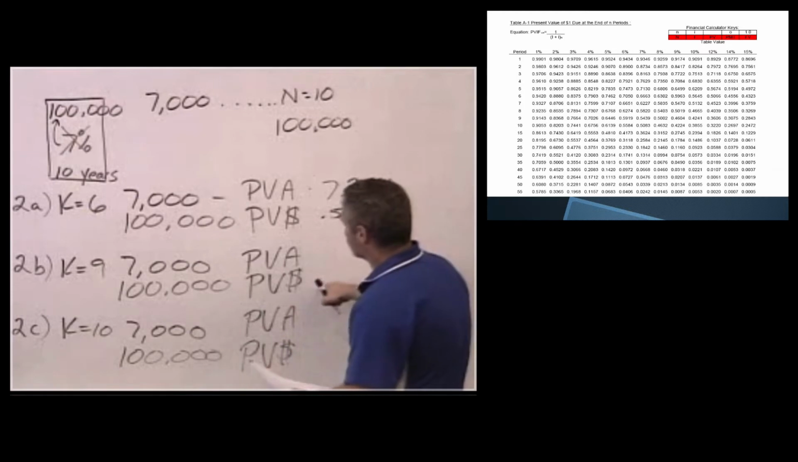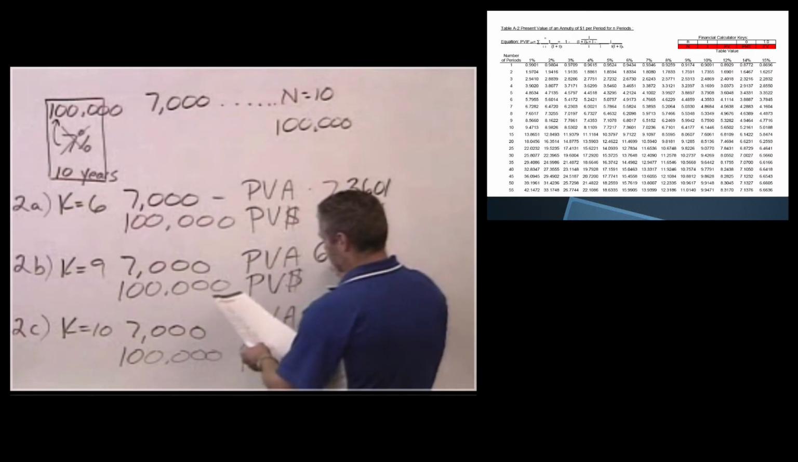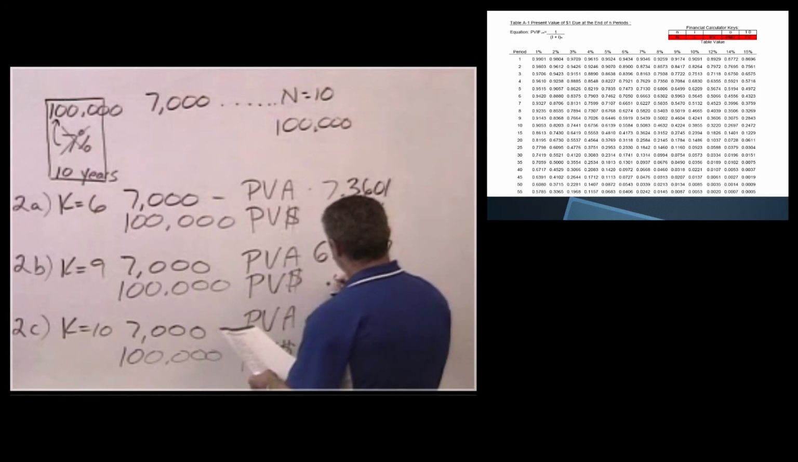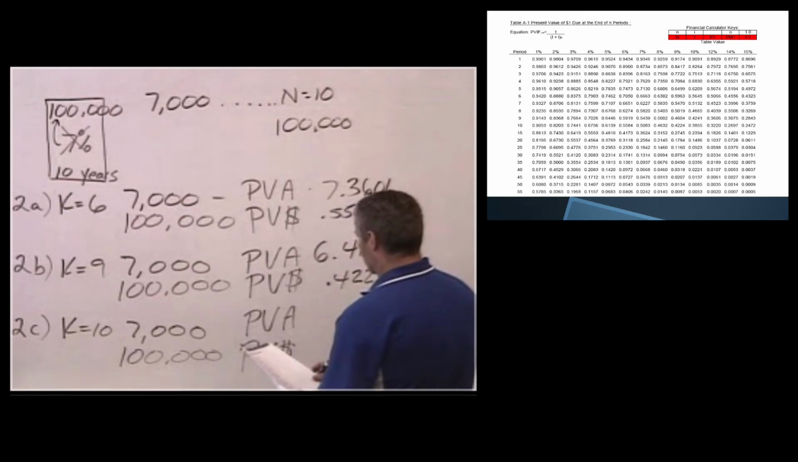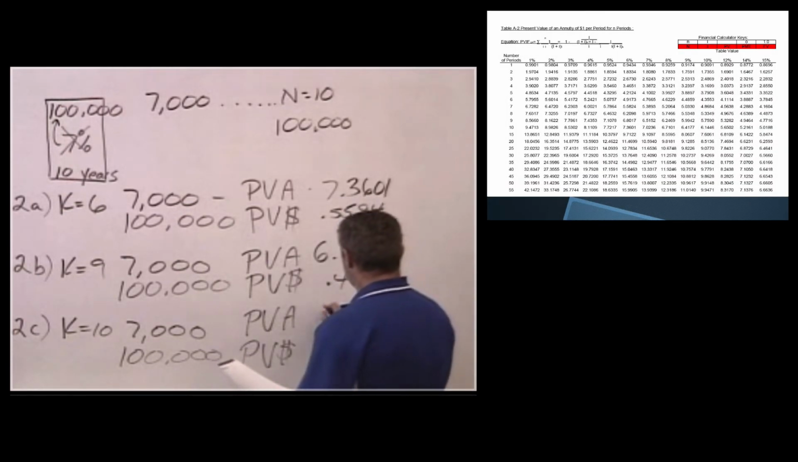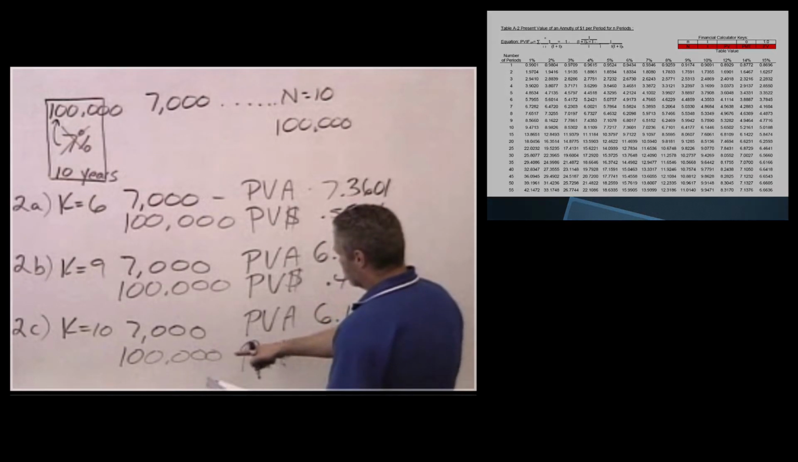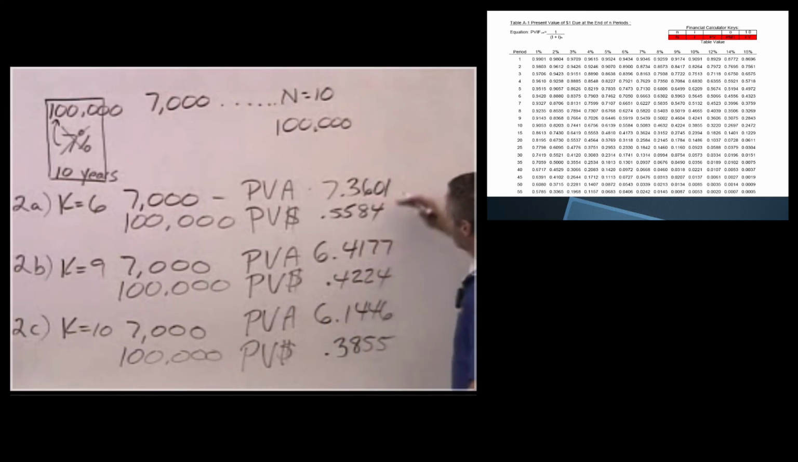I'm going to do the same thing here at 9%. So I look up my 9% numbers. My annuity is 6.4177. My lump sum number is 0.4224. And my last one, my annuity factor is 6.1446. And the lump sum number is 0.3855. Okay, so now what we're going to do is we're going to multiply these across so that we can get total values.